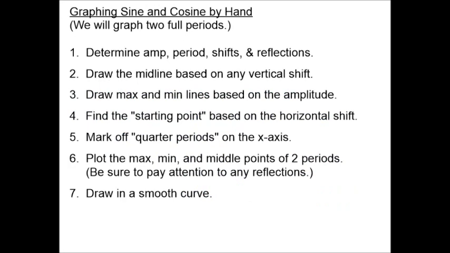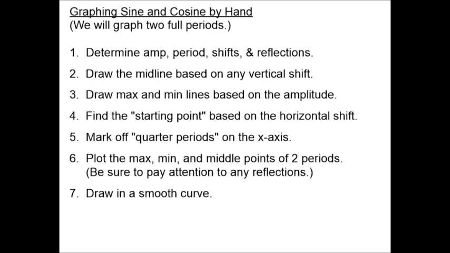Alright, so here's my basic set of steps for graphing sine and cosine by hand, and we're going to graph 2 full periods. I don't say it here, but we're going to do one kind of on the positive side and one on kind of the negative side. But here we go. We're going to determine the amplitude, period, shifts, and reflections. Then we're going to draw a midline based on any vertical shifts that we have. We're going to draw max and min lines based on the amplitude.